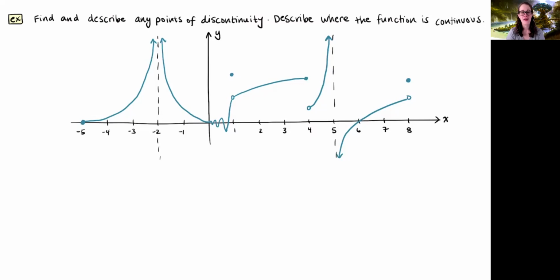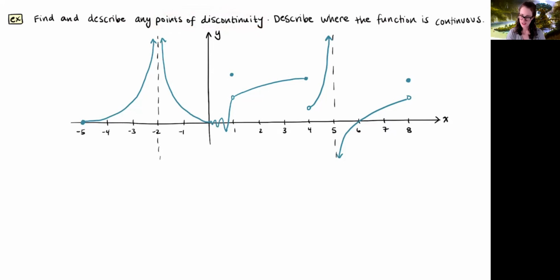And it's just all over the place. So we're going to find and describe any points of discontinuity. So just locate the points where the function is discontinuous. And then we will also describe where the function is continuous. So it's kind of the same question, but written in slightly different ways. So you might want to pause this and see if you can make a list of all of the x values. Points of discontinuity are all of the x values where the function is not continuous. So pause this and try to see if you can make a list.